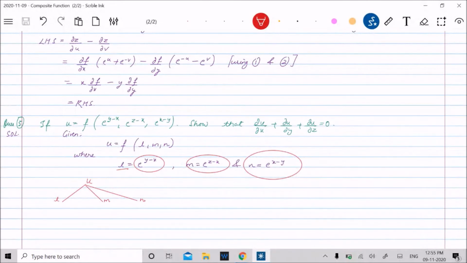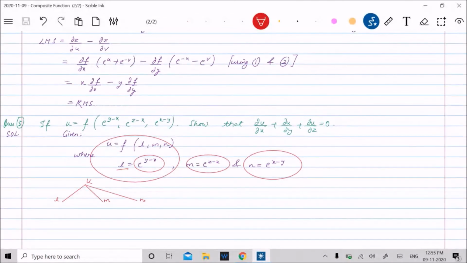You should say that this l is a function of x, y, and z. Even though you cannot see z here, you can express this l as a function of x, y, and z. You can always write this as z to the power 0 times e to the power y minus x, the first function. I hope you are getting my point.